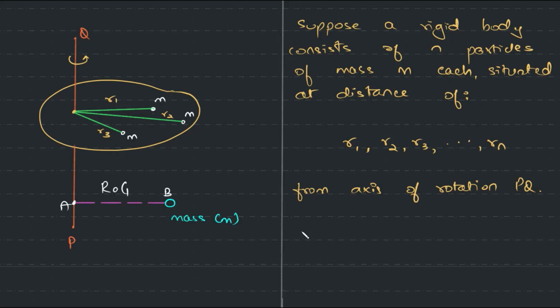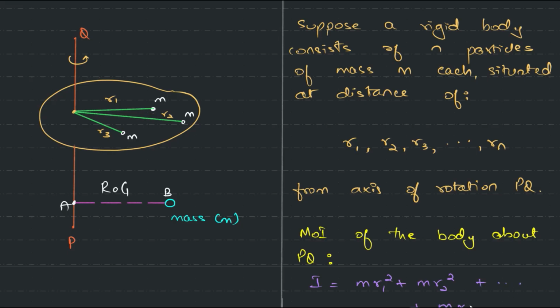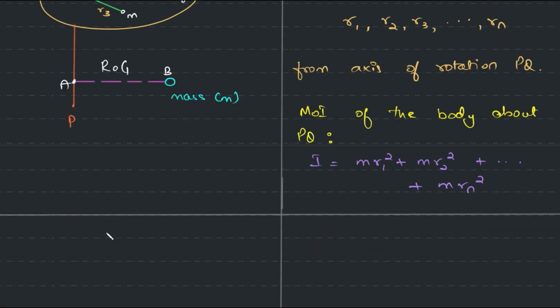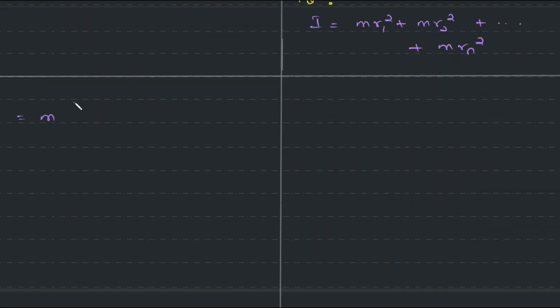Now, your moment of inertia of such an object about the axis PQ would be I is equal to mr1 square plus mr2 square plus dot dot dot plus mrn square. So what is common? m is common. What is left out? r1 square plus dot dot dot plus rn square.